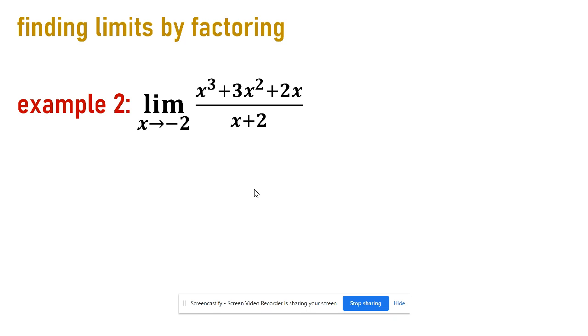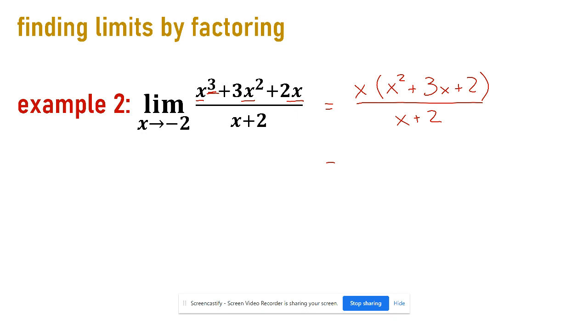So on top, the first thing I see is I have an x cubed, which isn't very fun for factoring. But I also see that all three of these terms have an x. So what I can do is factor out an x. And what that's going to leave me with is x squared plus 3x plus 2, which is much nicer to work with now. And then I have x plus 2 on the bottom.